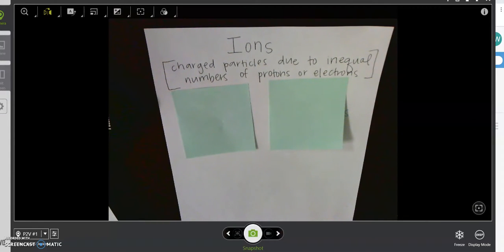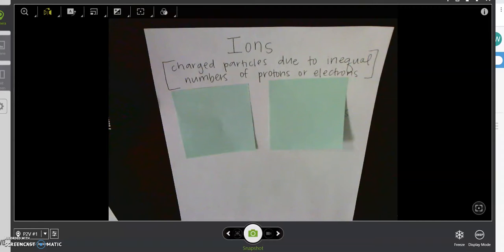Today we're going to focus on ions. Ions can be positively or negatively charged, but ions overall, as a general description, are going to be charged particles due to an unequal number of protons or electrons. Pause the video if you need to write down this description.